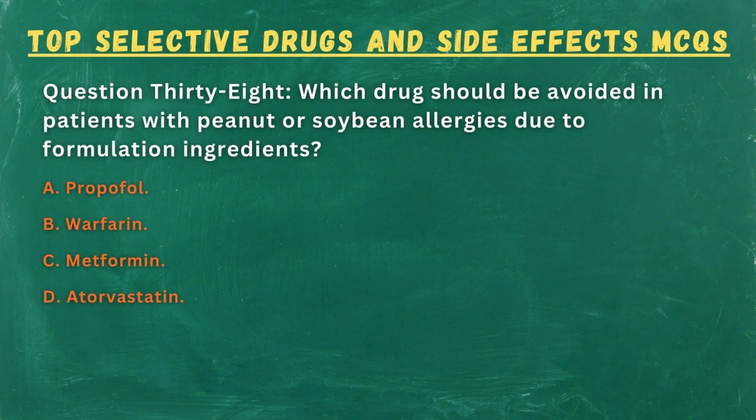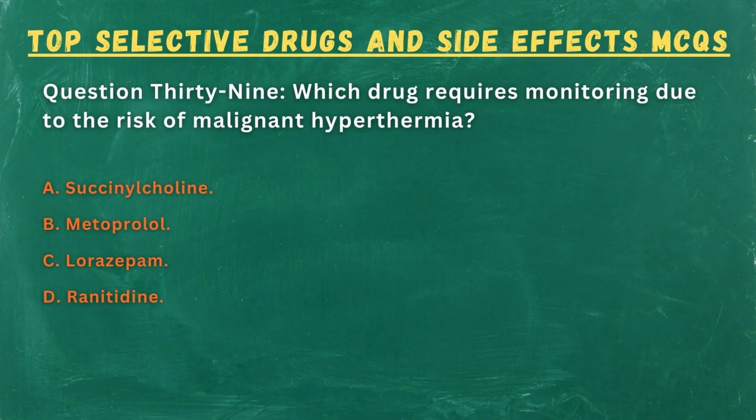Question 38. Which drug should be avoided in patients with peanut or soybean allergies due to formulation ingredients? A. Propofol. B. Warfarin. C. Metformin. D. Atorvastatin. Answer: A. Propofol.